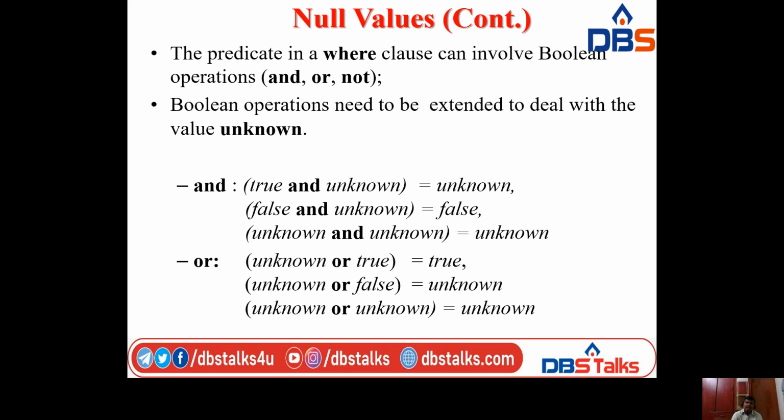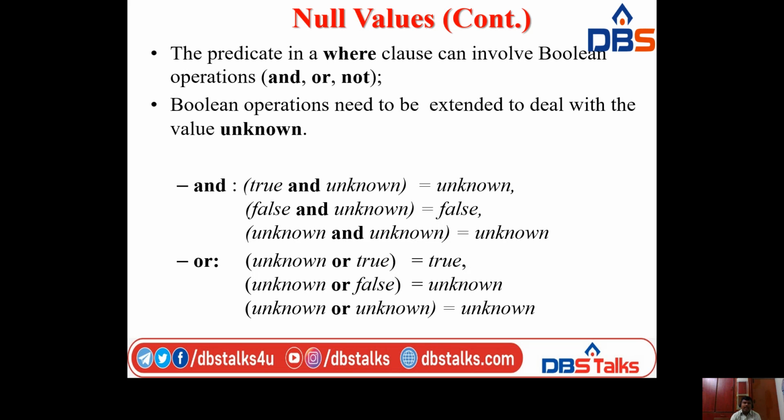The predicate in a where clause can involve Boolean operations also. Those are and, or, not. We can also include and, or, not Boolean operations in the predicate. Boolean operations need to be extended to deal with the value unknown. We can deal with the unknown value by using the and, or, not operations.